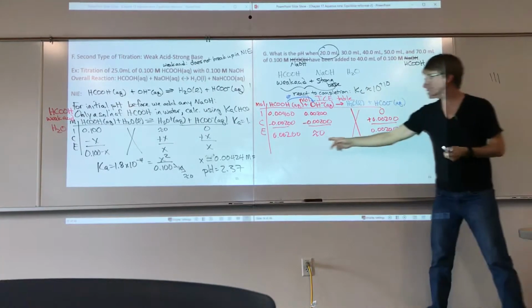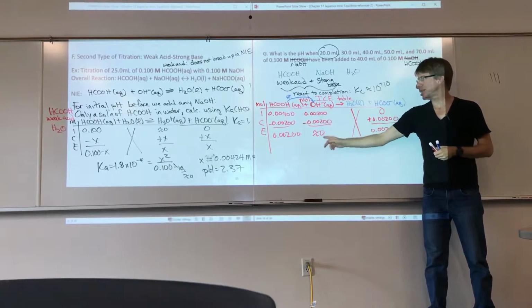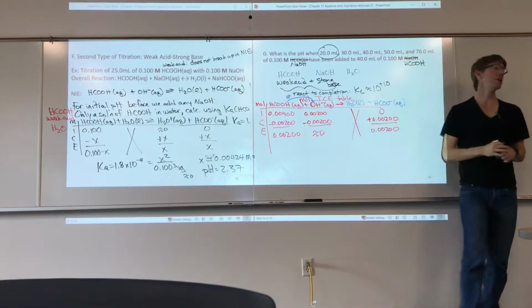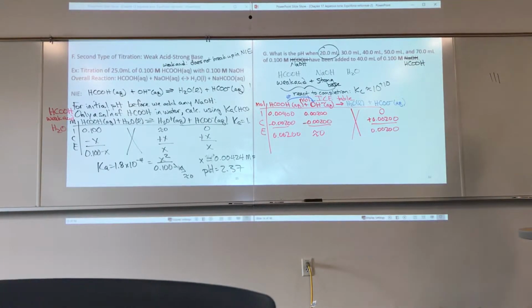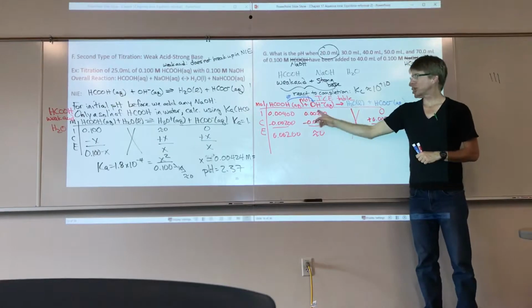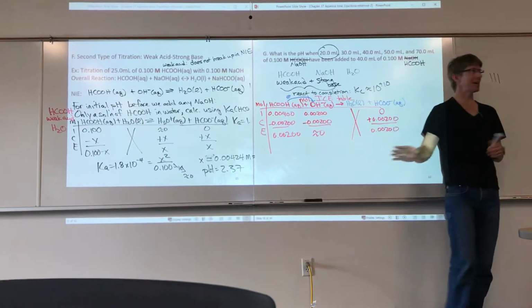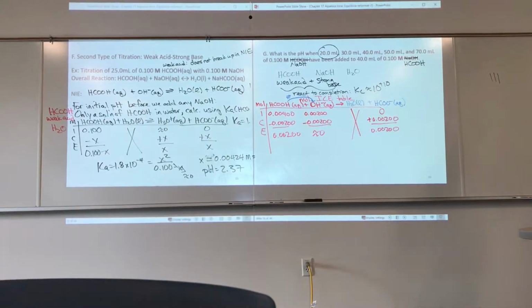I put squiggly equals 0 here because this reaction, while it does have a very large value of Kc, no reaction truly goes to completion. And there's always a little bit of hydroxide, just like there's always a little bit of hydronium in water, which is really rare. Questions about that?